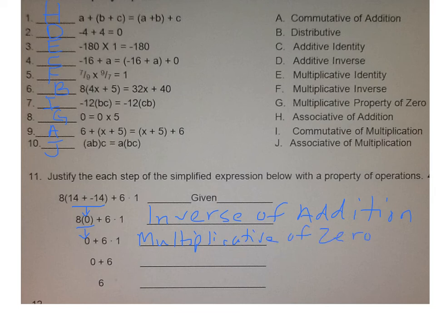The next thing that happened was 6 times 1 to get 6. Started with 6, got an answer of 6, so that tells me it's identity. And I used multiplication, so that's identity of multiplying. And then the last thing that happened was they added 0 to get an answer of 6. So 0 plus 6 is 6, maintained its identity. So that's identity of addition.